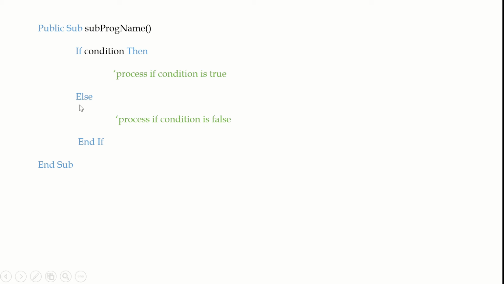It's also worth mentioning that this else block of code, that's the else line and the process if condition is false line, is optional. So for example, you can just have if condition then, process if condition is true, and then end if. Basically, you're not defining what to do if the opposite is true, and that is perfectly fine. You can go ahead and do that. But what I want to point out is that the else statement is optional.